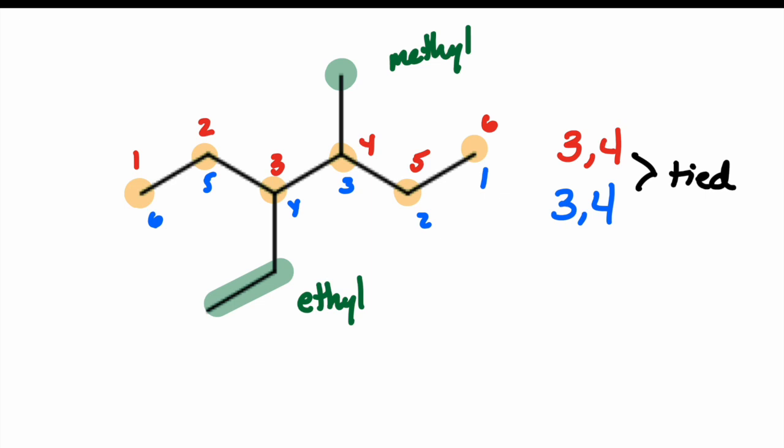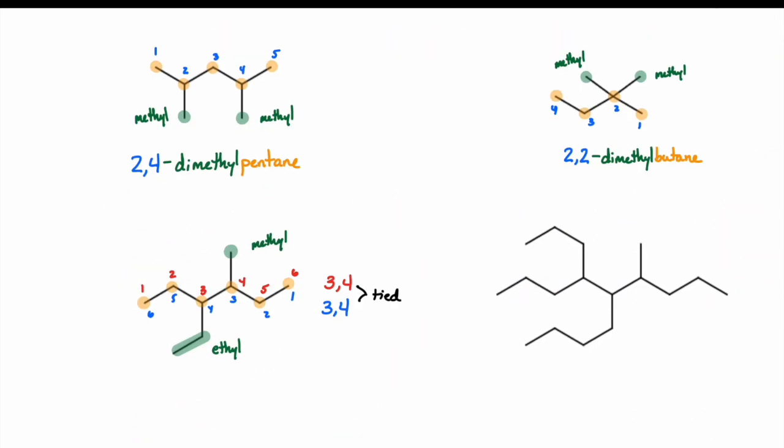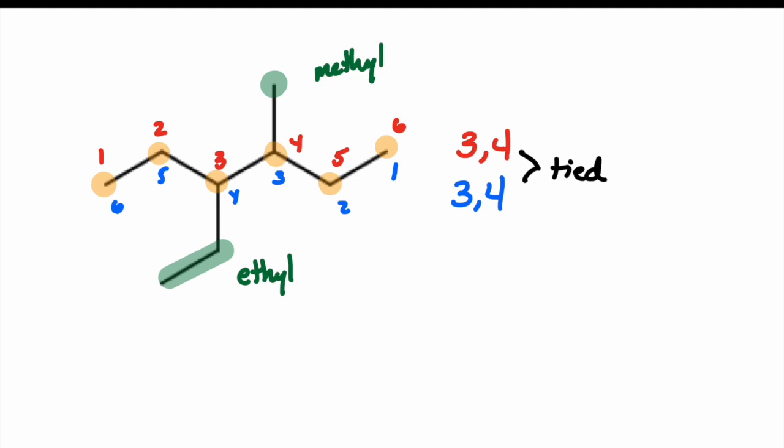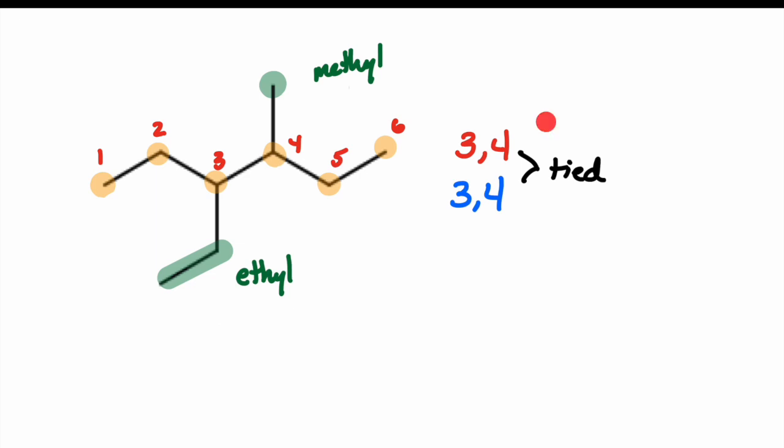All right, if and only if you have a tie in your numbering scheme, then numbering our parent chain, we got one more rule, and that is to break a tie, you're going to use alphabetical order. In this case here, we have a tie. So we're going to break that tie by using alphabetical order. Since ethyl comes before methyl in the alphabet, we're going to give that ethyl group the lowest possible number. So that means we're going to use our red numbering scheme here. So if and only if there's a tie, you always go for the lowest number in the name. But if and only if there's a tie, you break that tie with alphabetical order.